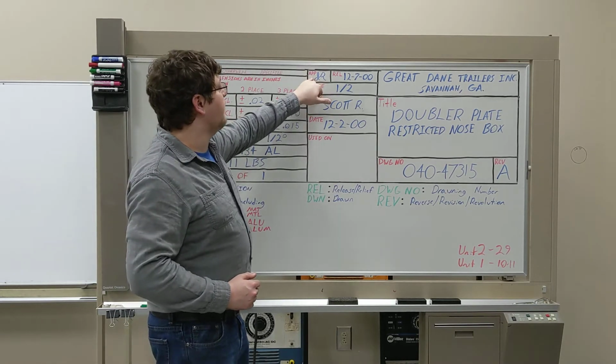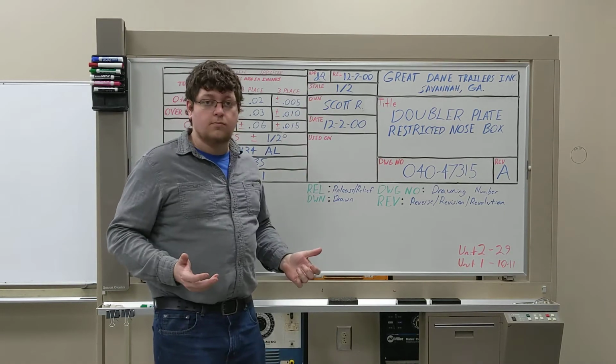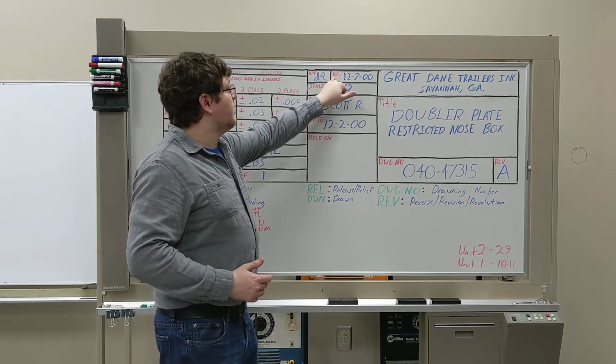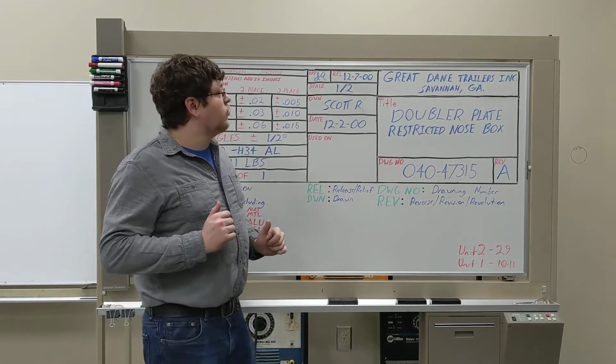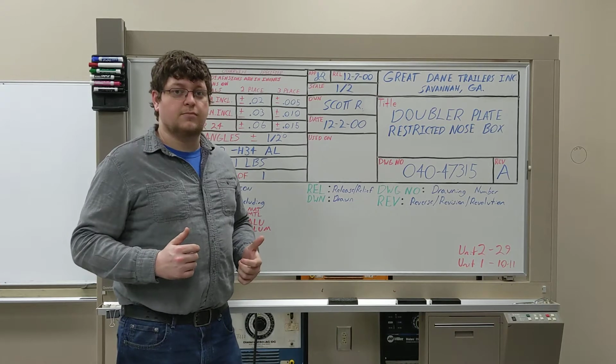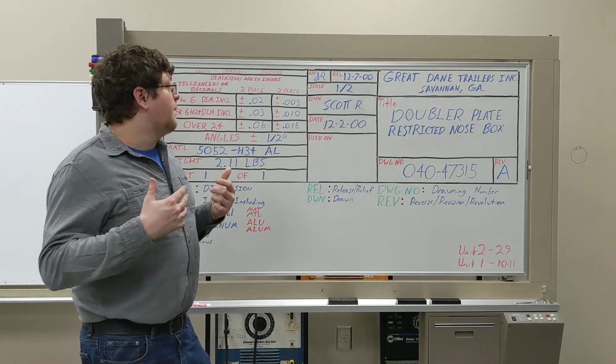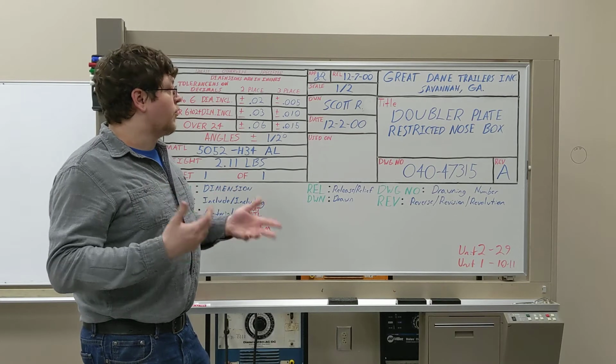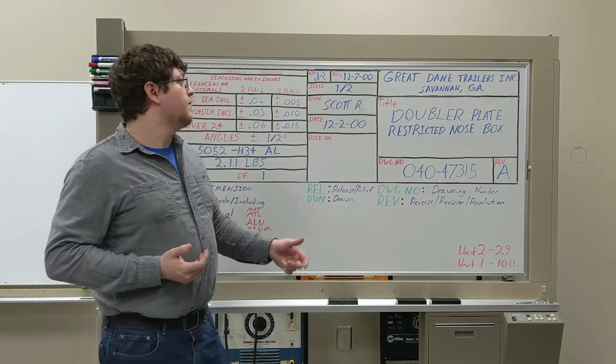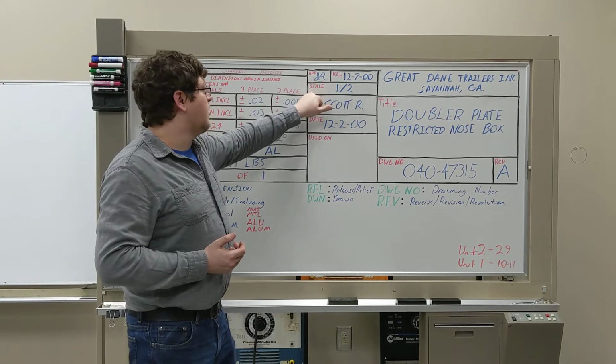So then we go to the middle part of this. This was signed off by, this says JR, and it was released on 12/7/2000. So that tells you when it was released, when it was approved and sent out.